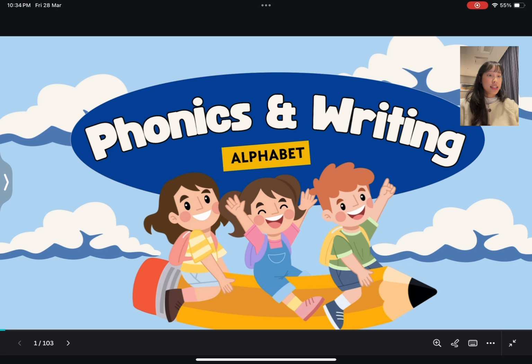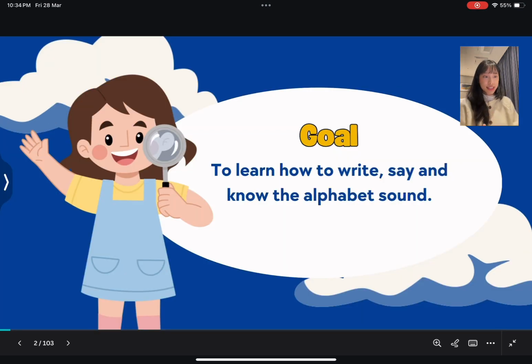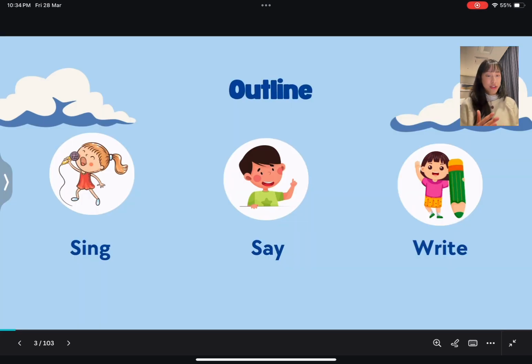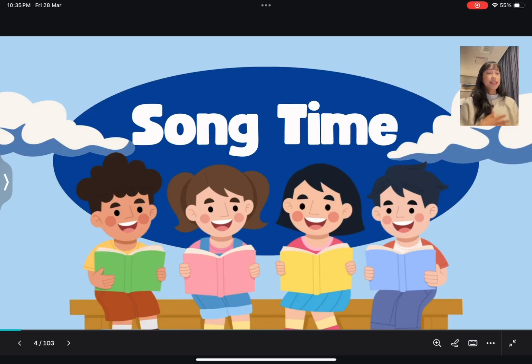The name of this lesson is Phonics and Writing. It's a very introductory phonics and writing class. As you can see, the goal of this lesson is to learn how to write, say, and know the alphabet sound. They will do 3 different things for this lesson: sing, say, and write.